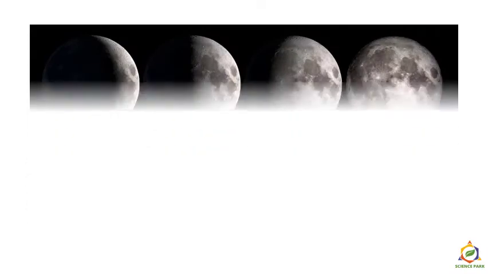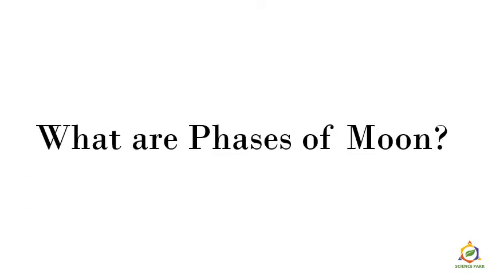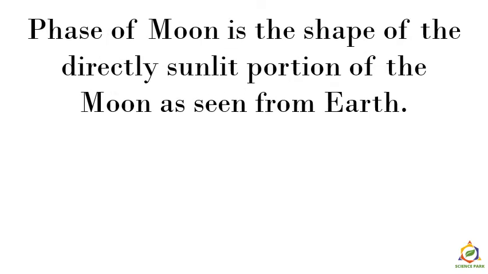So friends, what are phases of the moon? The phase of the moon is the shape of the directly sunlit portion of the moon as seen from Earth. Now what do you exactly mean by that? Firstly, as you know, the moon is a natural satellite of Earth, so it doesn't have its own light. The light which we see on the moon is falling from the sun. The sun emits light, it falls on the moon, it reflects back, and we see that part of the moon, right?